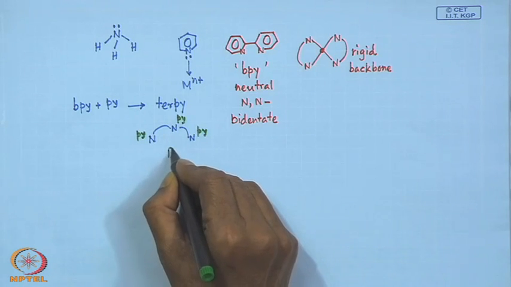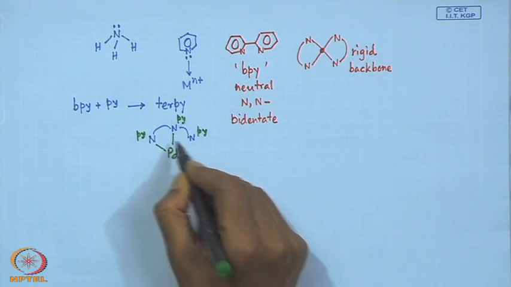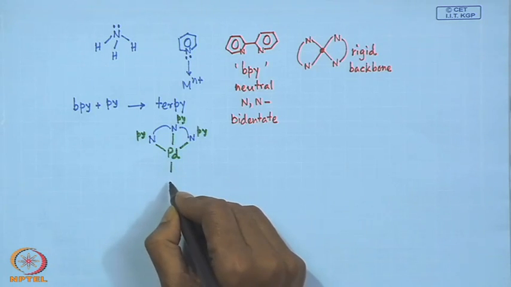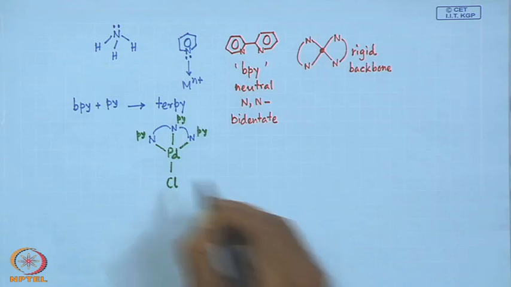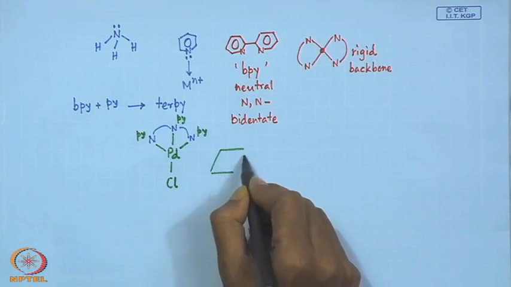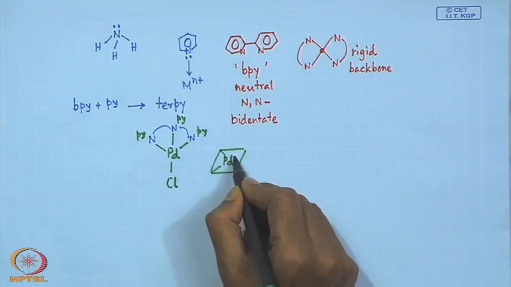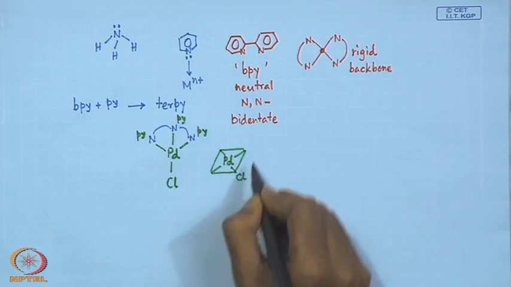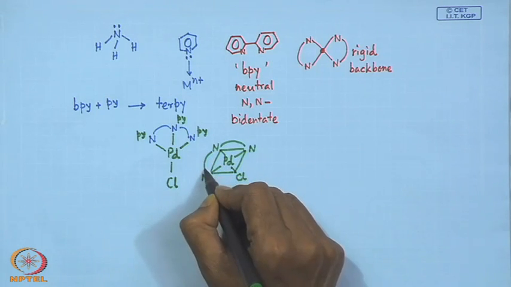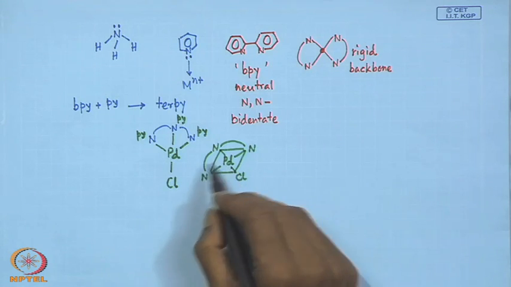So, if we have a metal ion like palladium 2+, it will bind with these 3 nitrogen atoms. If we start to make this compound from palladium chloride, one Pd-Cl bond would be there, and roughly speaking the geometry of the compound would be square planar, with 3 palladium-nitrogen bonds and 1 palladium-Cl bond.